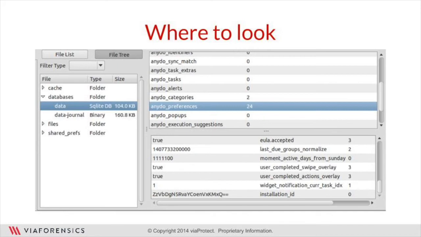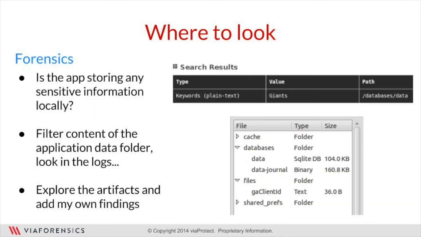application is storing locally. Some applications store really sensitive information, and viaLab is going to look for it in the application folder. In this case, for example, you can see that some of my keywords were found in this database. This is because this application stores a copy of all those tasks locally on the file system. You can imagine that it can be sensitive or not. It depends on the task, I guess.